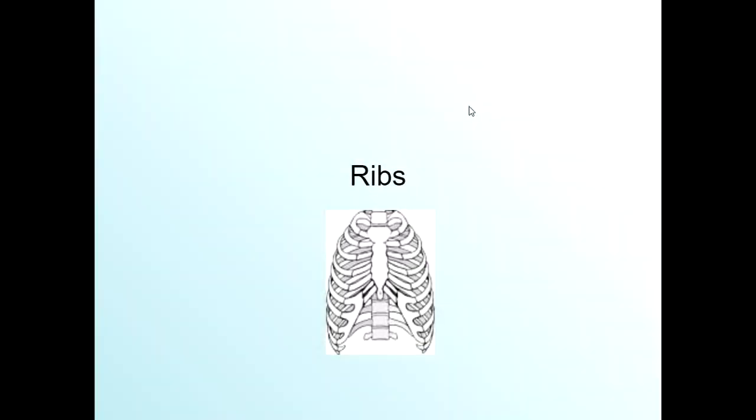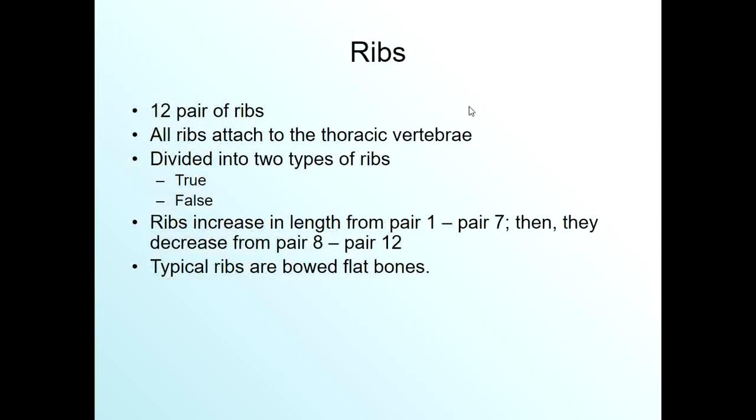So the ribs are pretty important because not only are they protecting things, but they just have very interesting structure. So we have 12 pair of ribs, so 24 in all, and each one of those ribs attaches to one of our thoracic vertebrae. Because remember there's 12 of them, so there's 2 ribs attached to each one of those vertebrae. They're divided into 2 types. We have what's known as true ribs, and then we have what's known as false ribs.